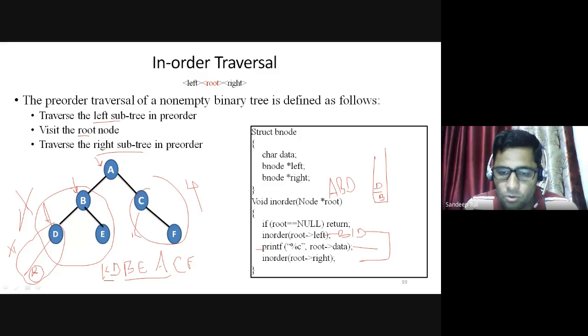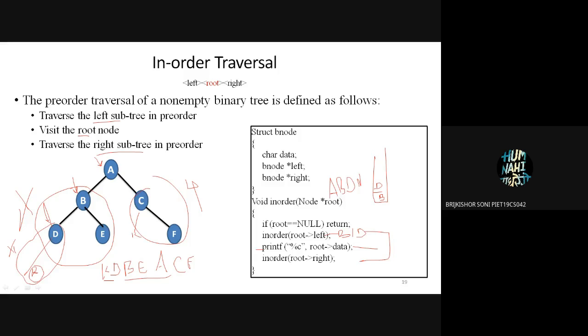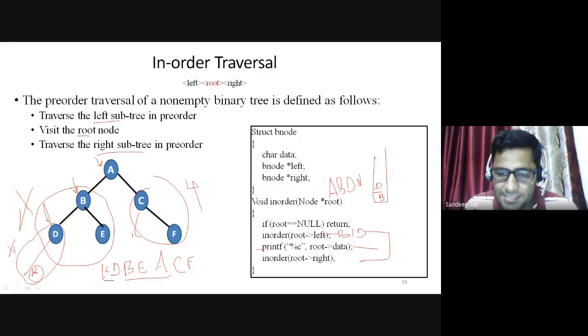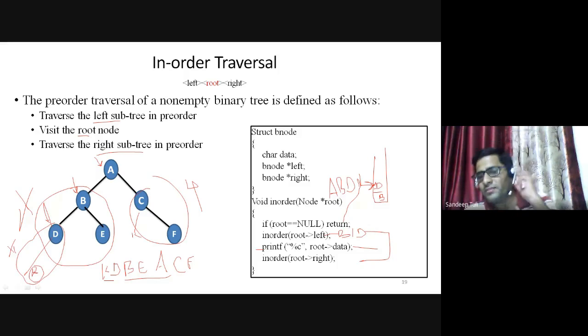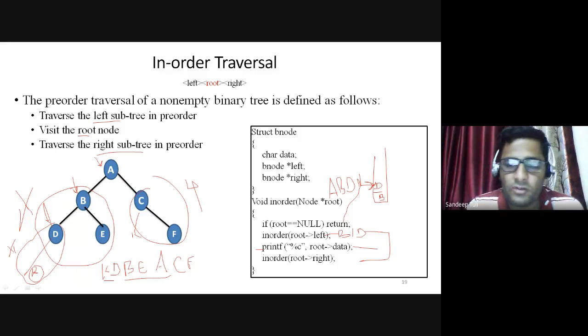Now again root of left, meaning D's left has been called. So what is D's left here? Whatever it is, what will D's left be? Null. So if root is null, yes, and it returns. Now where will it return? It returns to the top of the stack, whatever we have pushed into the stack, the top value will be printed right now.